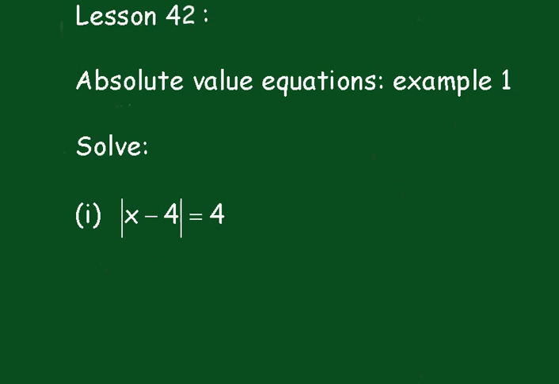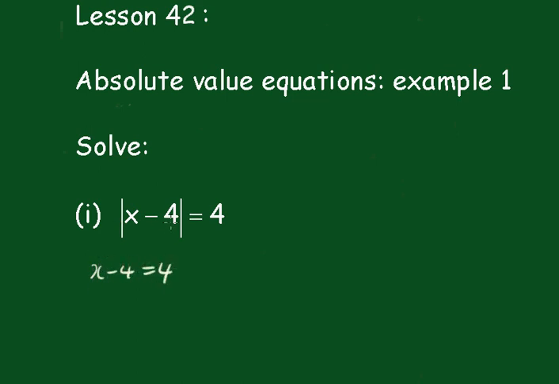Lesson 42, absolute value equations, example 1. We have to solve the absolute value of x minus 4 equals 4. I'll do this two ways. First of all, I'll say x minus 4 equals 4.